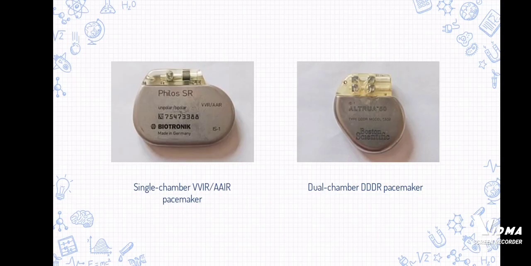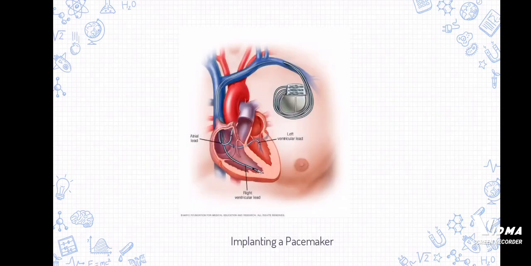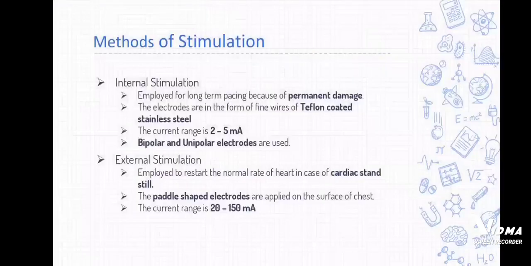This illustration contains examples of a single chamber pacemaker and a dual chamber pacemaker. A single chamber pacemaker has only one electrode, which can be connected to either the atrium or the ventricle. A dual chamber pacemaker has two electrodes that can be connected to both the atrium and the ventricle. This illustration shows how a pacemaker can be implanted near the heart, where the electrodes are placed inside the atrium and ventricle for the conduction of electrical impulses.